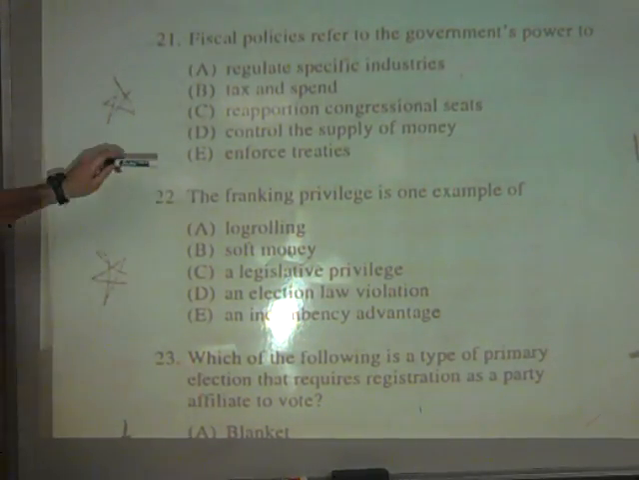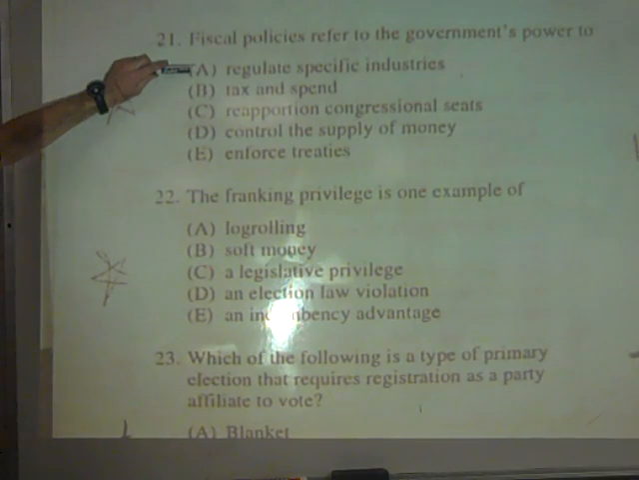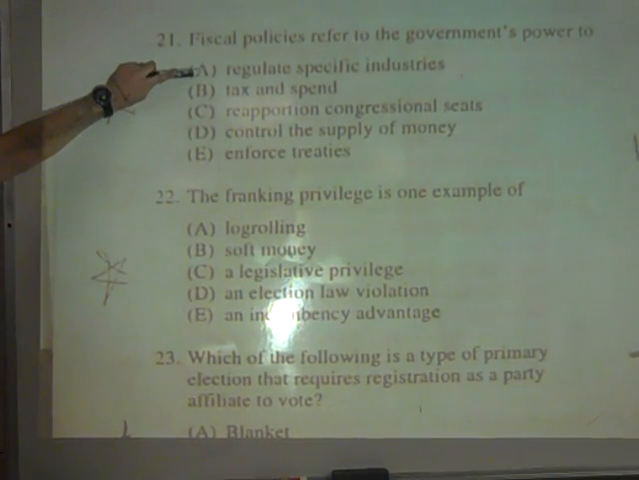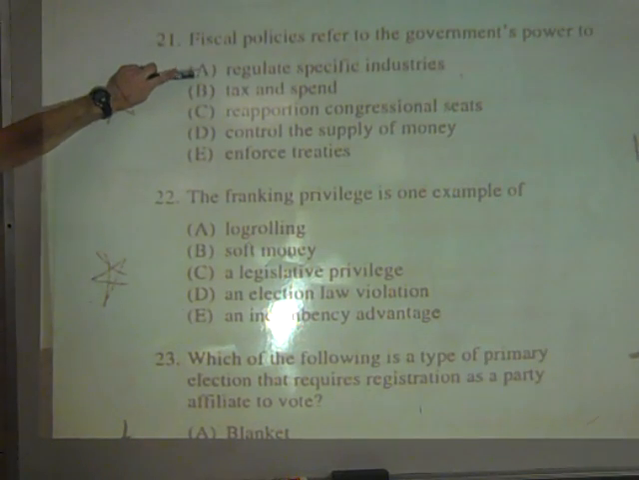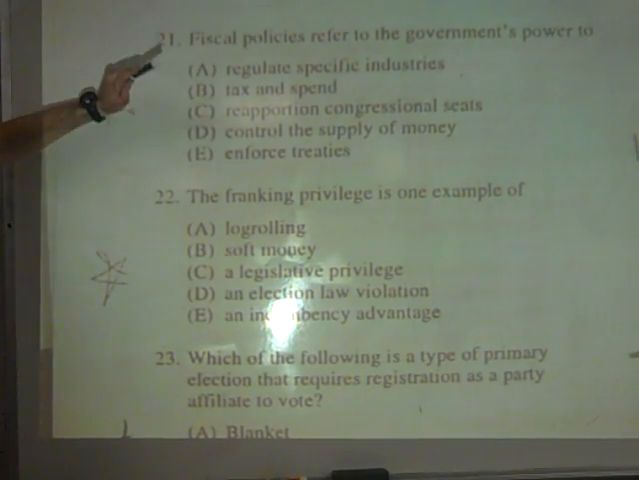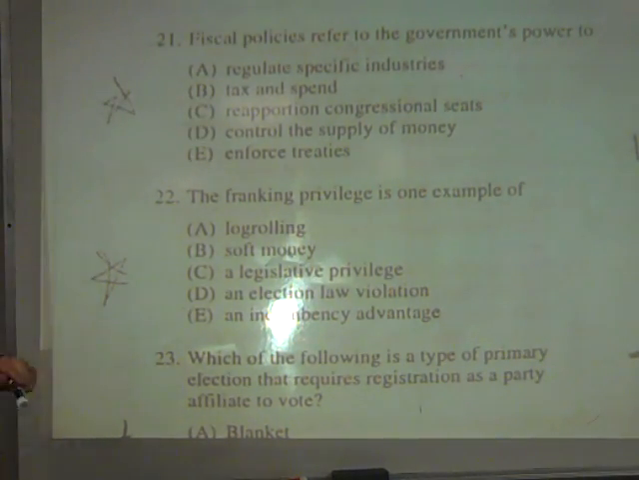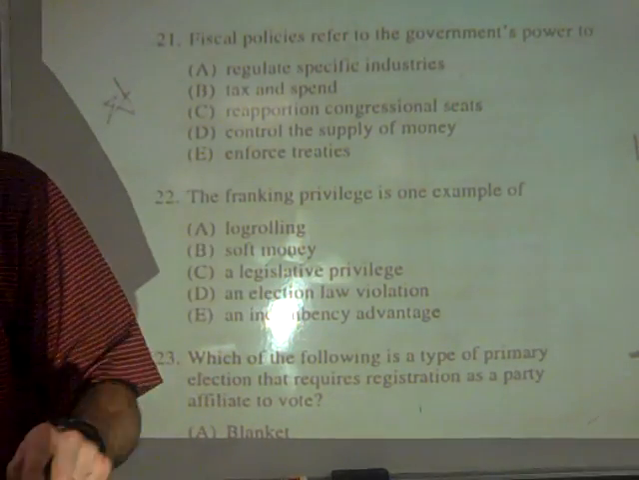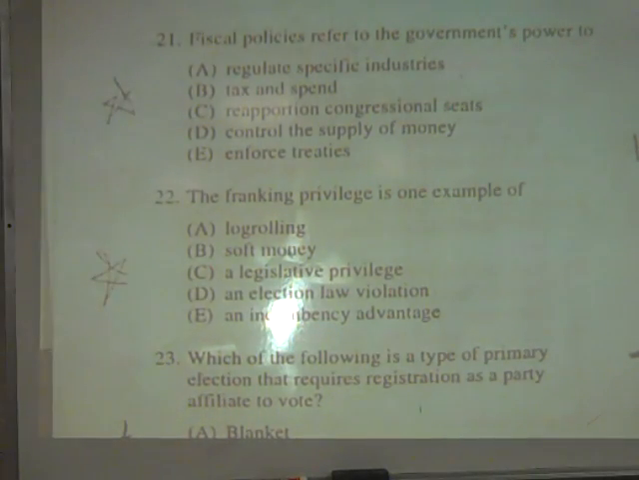All right, let's look at these other answers. Regulate specific industries. That makes rules for. Typically, that is, if it's not a law, who makes regulations? The bureaucracy, the agencies in the executive branch that we call the bureaucracy. Reapportioning congressional seats, we reviewed that. Control the supply of money, that's monetary policy set by the Federal Reserve, which is part of the bureaucracy.